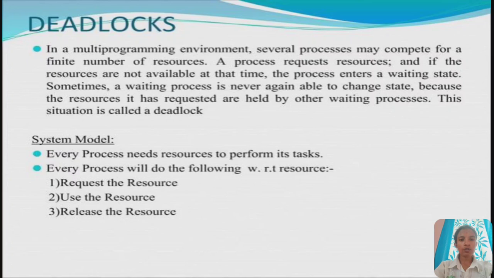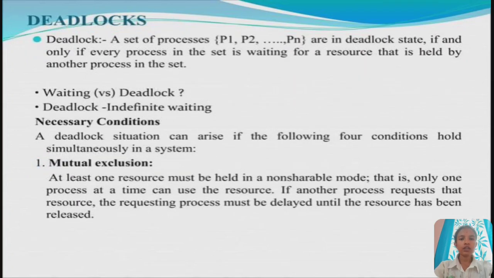System model. Every process needs a resource to perform its task. Every process will do the following with a resource: request the resource, use the resource, release the resource. Deadlock. A set of processes P1, P2 and Pn are in a deadlock state if and only if every process in the set is waiting for a resource that is held by another process in the set.